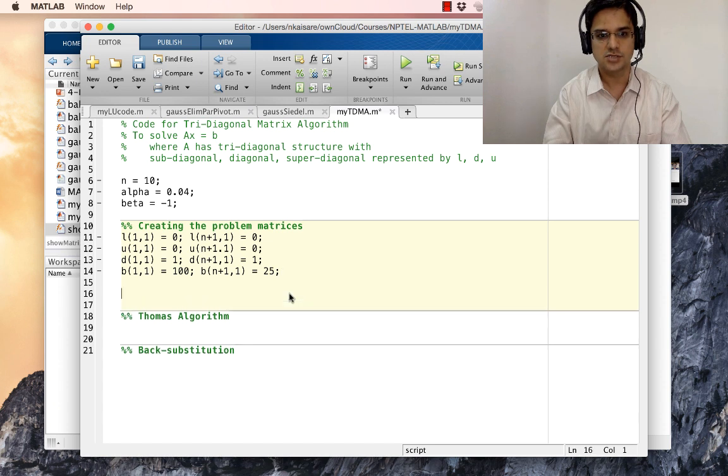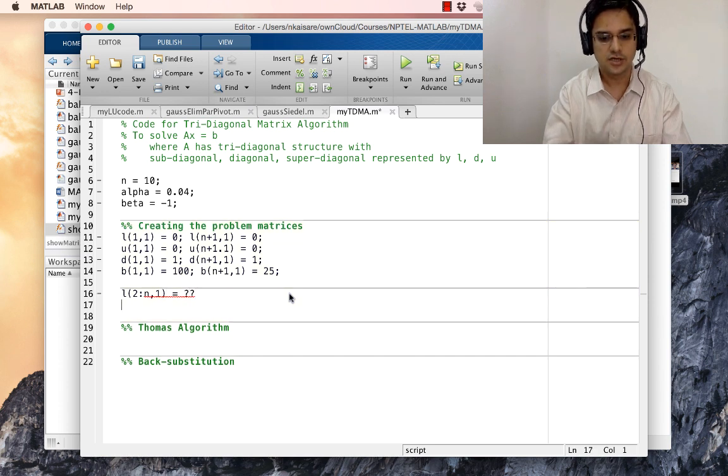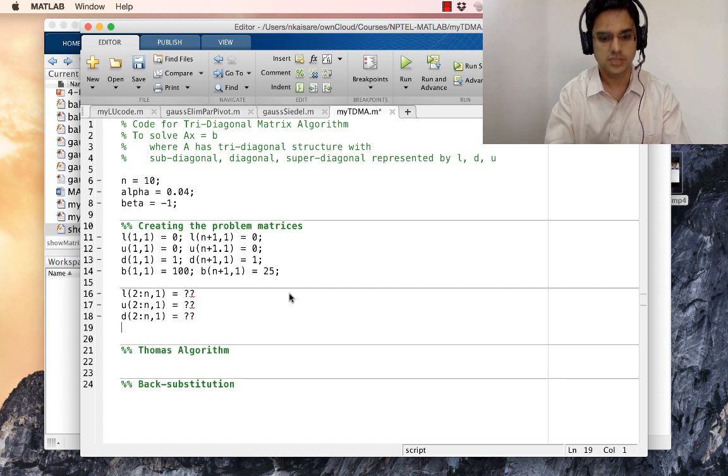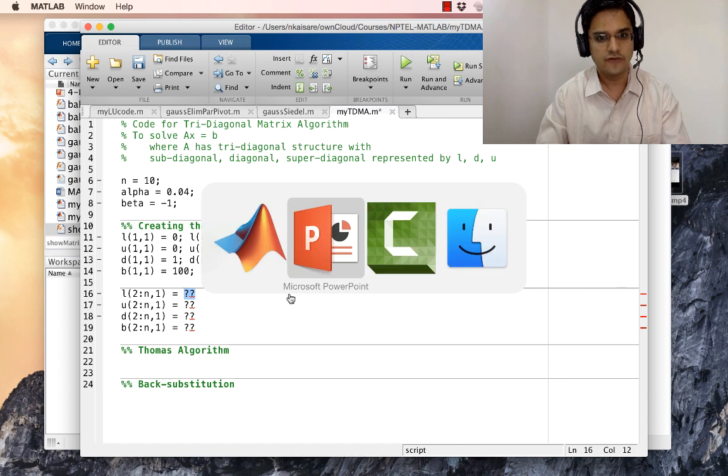The first and last rows are taken care of. Now we want to take care of all the middle rows. So L2 to n comma 1 equal to, we will decide this, u2 to n comma 1. Again, we need to decide this. I'll just put question marks here. Again, this is an error, but we will change that immediately. D 2 to n comma 1 equal to question marks, and our b 2 to n comma 1 again equal to question marks.